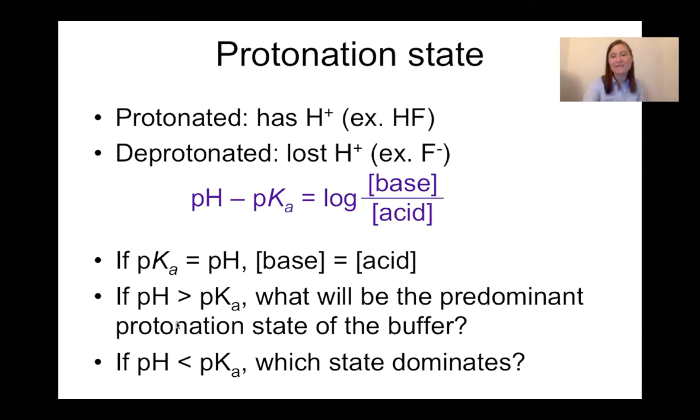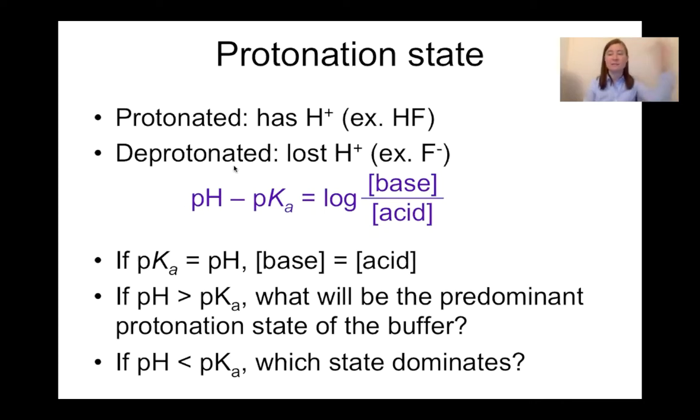Okay, so if the pH is larger than the pKa, that means that this is going to be a positive number. So when we take 10 to the power of a positive number, we're going to end up with a ratio that's larger than 1. And so we're going to have more of the base than we are of the acid. So if we have a high pH, we're going to have more base than acid. If the pH is less than the pKa, this whole side is going to be a negative number.